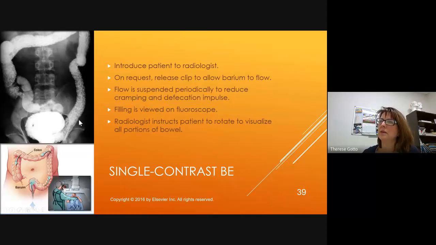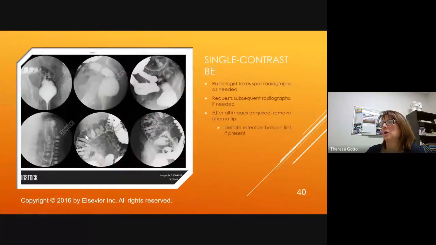And look at the pathology here. It looks like that cobblestone appearance on the bowel, and that can be part of Crohn's disease, which is usually small bowel, but it can also be ulcerative colitis, where the lumen has been affected. Okay, single contrast BEs, they take spots as needed. If you have any overheads, they're usually few.